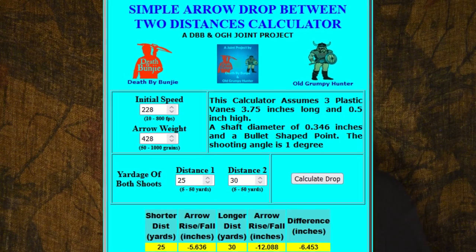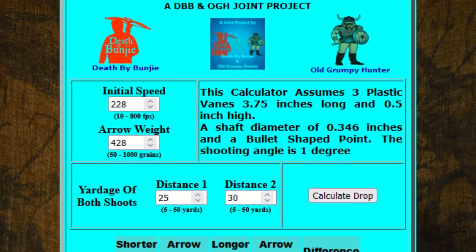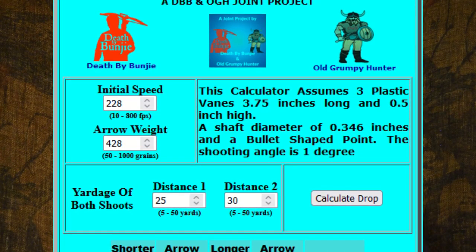For those who want a quick and dirty way to do this, and I include myself in that many times, we have the simple arrow drop between two distance calculator. All you enter is your speed, your weight, and your 2 distances.